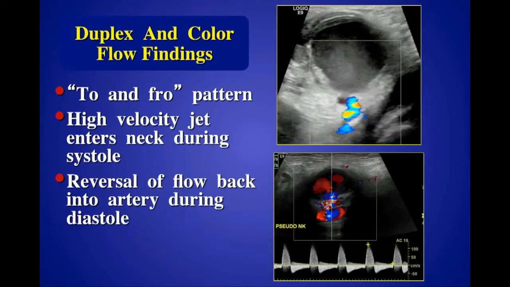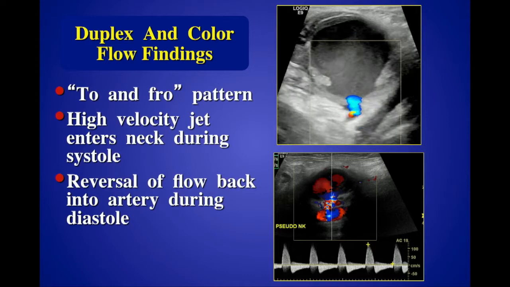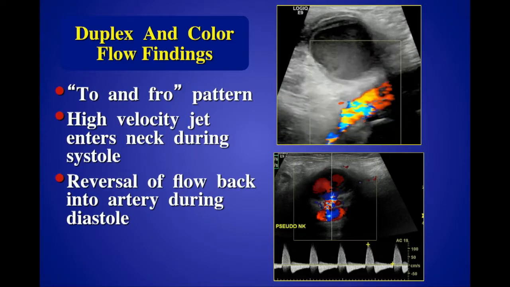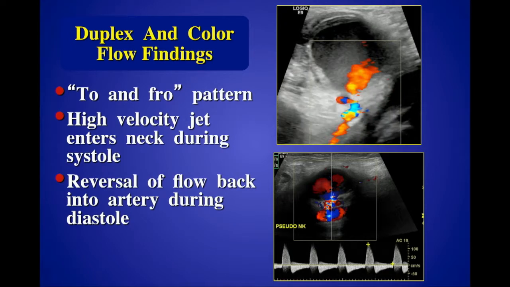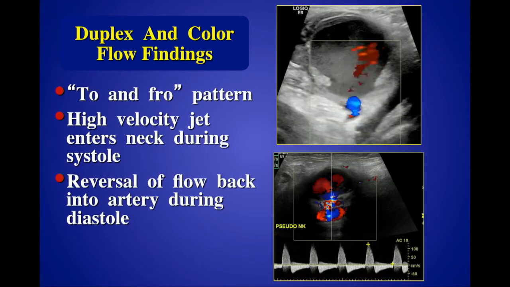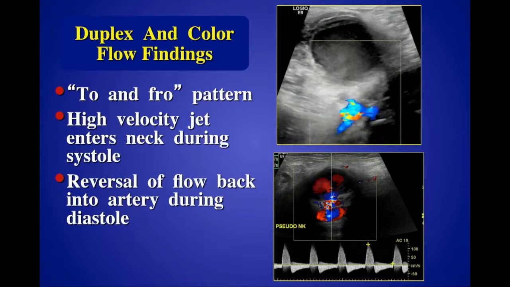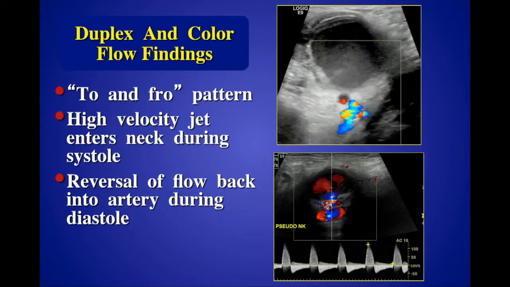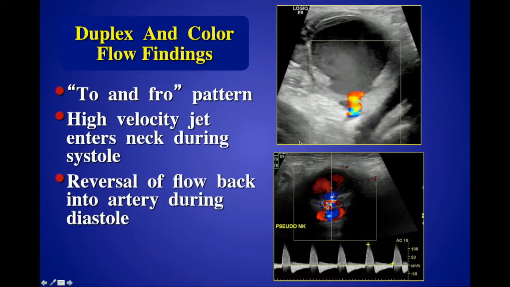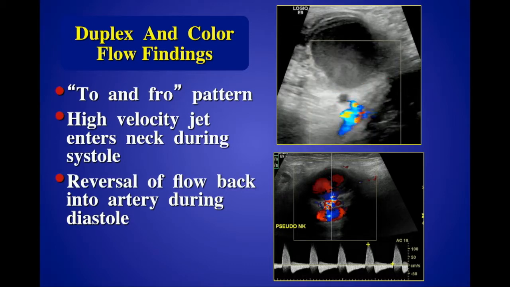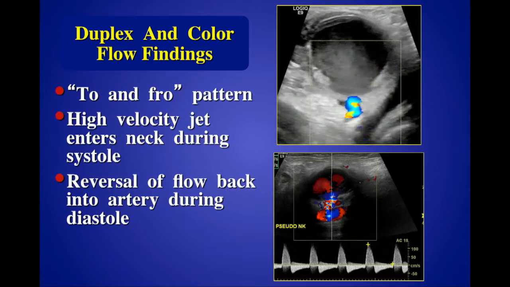In real time on color Doppler, you can see the to and fro that occurs. Blood flow goes into the cavity during systole because of the higher pressure gradient. Then as the pressure reverses, you have reversal of flow back into the underlying artery. You can see that on color Doppler because the color changes from red to blue. And you can easily see it with pulse Doppler when you place the sample volume in the neck where those changes become very obvious: forward flow, then reverse flow according to the cardiac cycle.